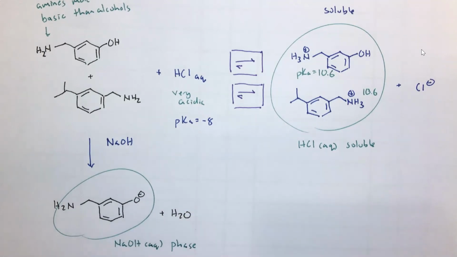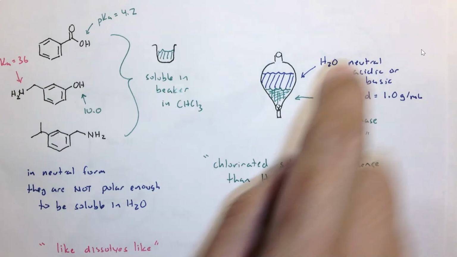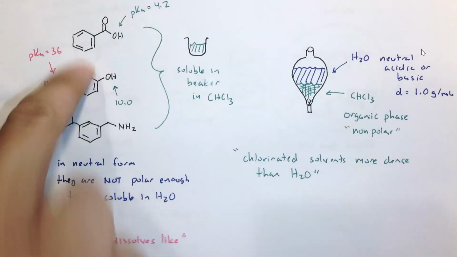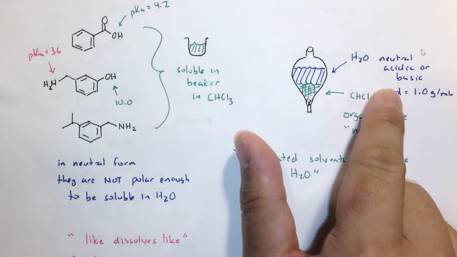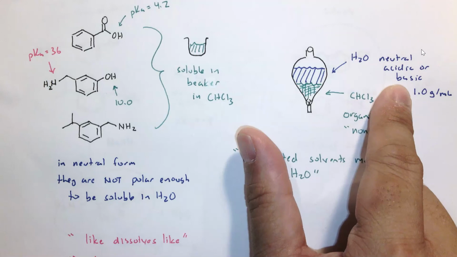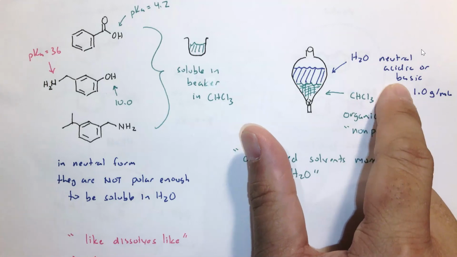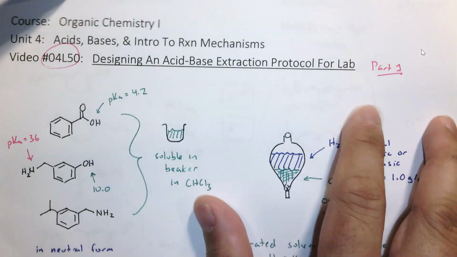Stick with me. I promise that in part 2, we're going to start drawing separatory funnels and we will start pointing where each of these 3 molecules reside after we wash with either a strongly basic sodium hydroxide solution or a weakly basic sodium bicarbonate solution. Okay, come see me in part 2, please.